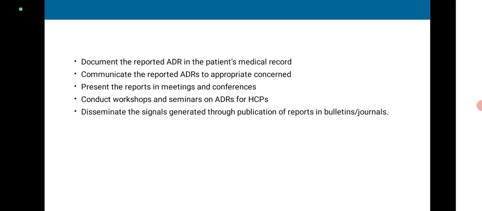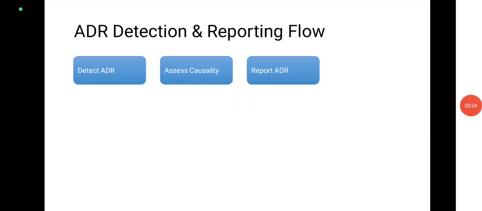Document the reported ADR in the patient's medical record. Communicate the reported ADRs to appropriate concerned persons. Present the reports in meetings and conferences. Conduct workshops and seminars on ADRs for healthcare professionals. Disseminate the signals generated through publication of reports in bulletins or journals. So this is the flowchart of ADR detection. We need to detect the ADR, assess the causality, and then it leads to the reporting of the ADR.